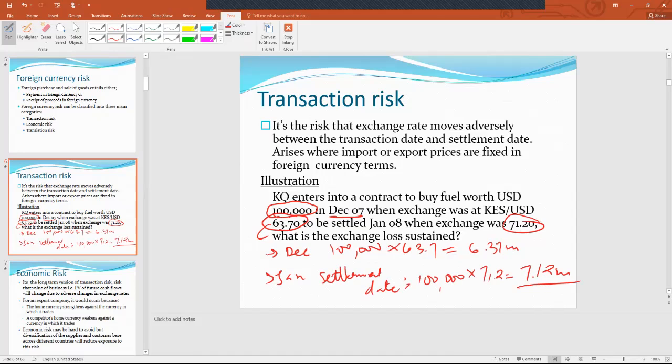As you can see, between the date of the transaction and the date of settlement there is what is called an adverse movement. At the point of settlement, you pay more than what you had planned for on the day of the transaction. Therefore, the difference is referred to as the exchange loss.